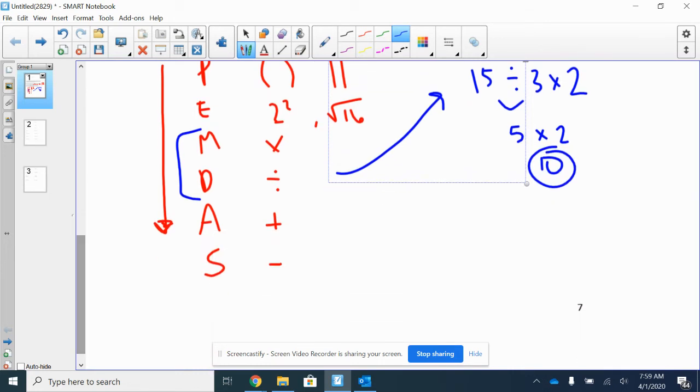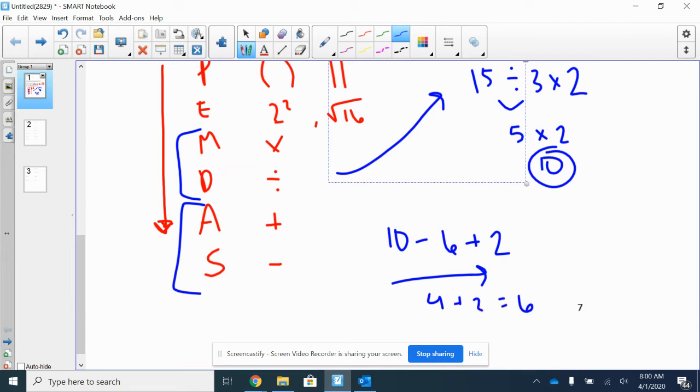Same for addition and subtraction. If both are present, you have to go left to right. So if I have 10 minus 6 plus 2, I have to go left to right here. I don't add and then take that from 10. I go left to right. So 10 minus 6 is 4, plus 2 gives me 6. So just a little watch out area there.